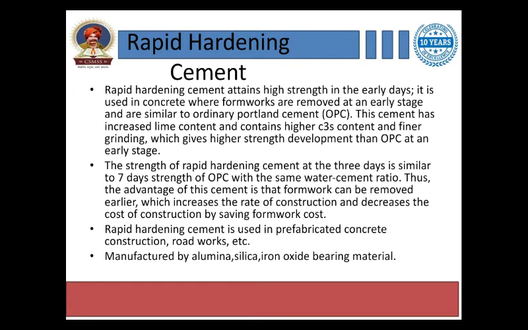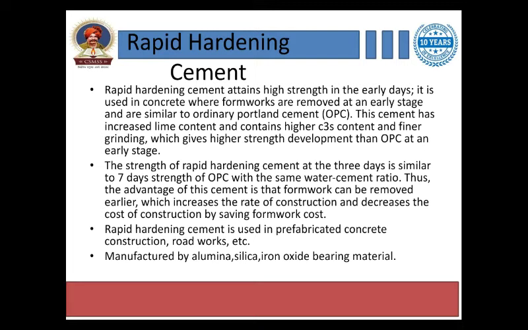Then rapid hardening cement. Rapid hardening cement attains high strength in earlier days. Underline or note down this line. Rapid hardening cement attains high strength in earlier days. It is used in concrete where the formwork is removed at an earlier stage, and it is similar to ordinary Portland cement, right? This cement has increased lime content and contains high C3S, right? It contains high C3S and finer grinding, which gives higher strength development than the OPC at the earlier stage. It is the same as the OPC, but it attains high strength in an earlier stage. Why? Because of the content of C3S.